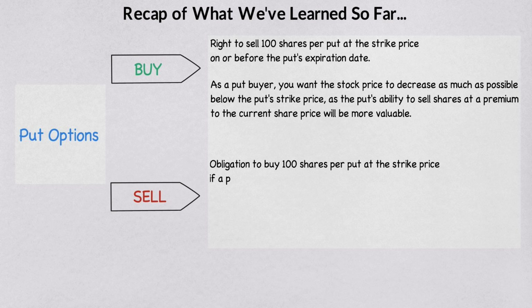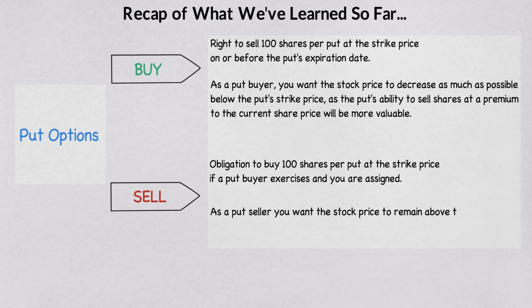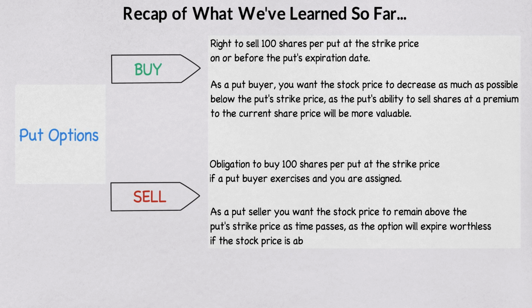Now, as a put seller, you actually have the obligation to buy 100 shares of stock per put at the strike price if a put buyer exercises and you are assigned. Lastly, as a put seller, you want the stock price to remain above the put strike price as time passes, as the option will expire worthless if that stock price is above the put strike price at expiration. And if that's the case, then you will keep 100% of the option premium collected for selling that put option.